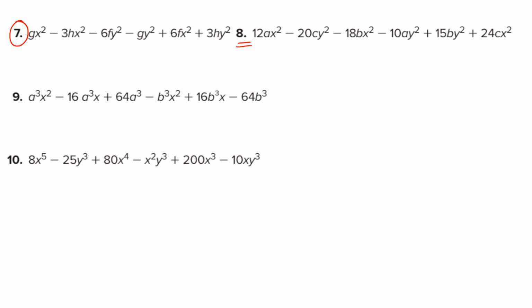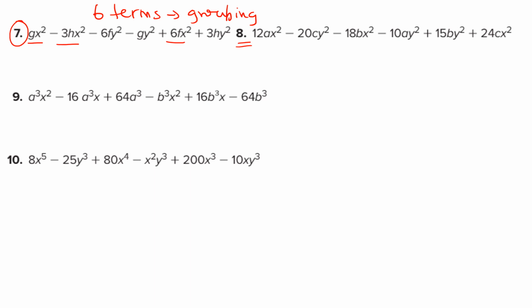Okay, so look here, 1, 2, 3, 4, 5, 6. 6 terms. So we will use the method of grouping. In the method of grouping, we collect the like terms together in brackets and then we find the common factor. So for example, look carefully at all the terms and decide how we take the common factor. Look carefully, gx square minus 3hx square and 6fx square. What is common? Can you see clearly?